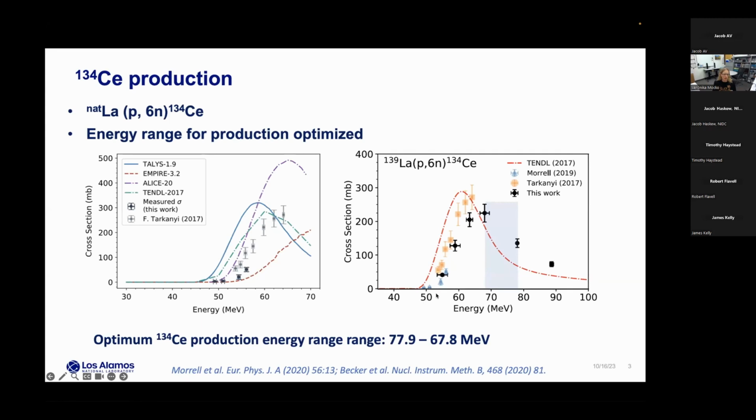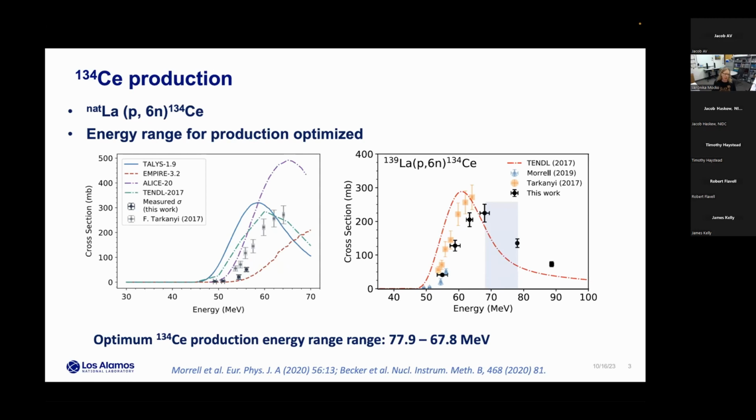The optimum energy range is driven not only by maximizing Cerium-134, but also by minimizing other co-produced impurities. I cannot go into a lot of detail, but there are 2 papers cited below. At the higher energy range, the cross sections of some of the impurities are climbing up. The blue shaded area is the energy range we are using to produce cerium-134 here at Los Alamos.